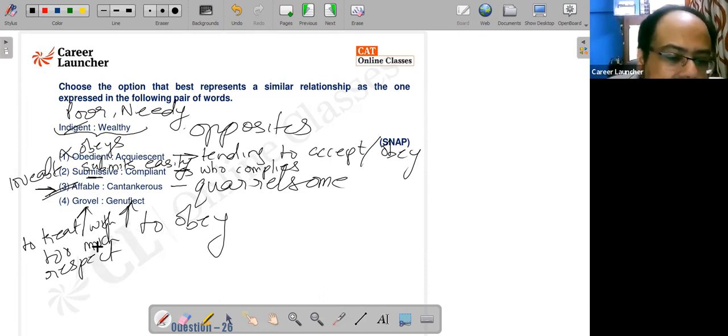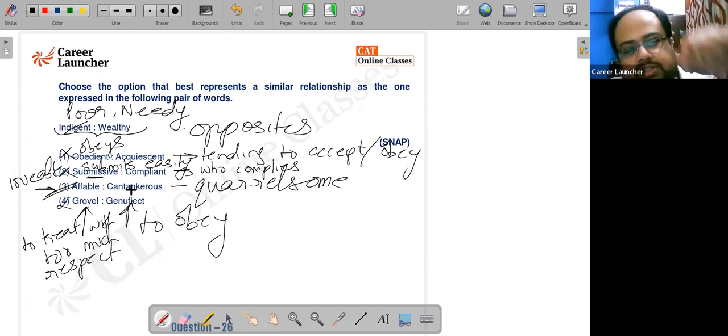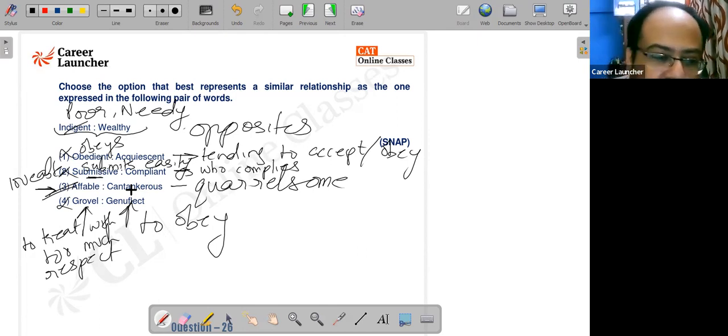So options 1, 2, and 4 are pairs of similar words, whereas option 3 is a set of antonyms. They're opposites. That is why the answer is option 3. Genuflect is an important word. Please note there is one more meaning of the word genuflect.